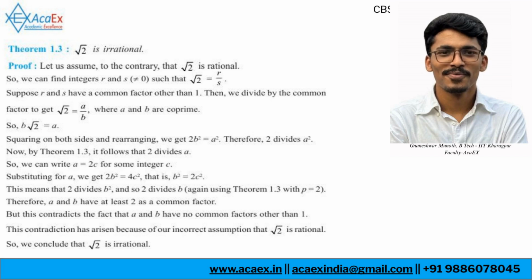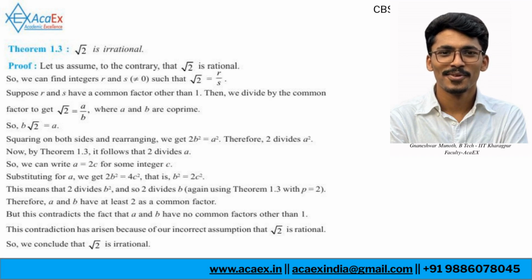Proof that the square root of 2 is irrational, theorem 1.3. The square root of 2 is irrational. This is proven using a method called proof by contradiction. Assume the opposite. Let's assume the square root of 2 is rational. This means it can be written as a fraction a by b, where a and b are integers with no common factors other than 1. They are coprime. Rearrange the equation.